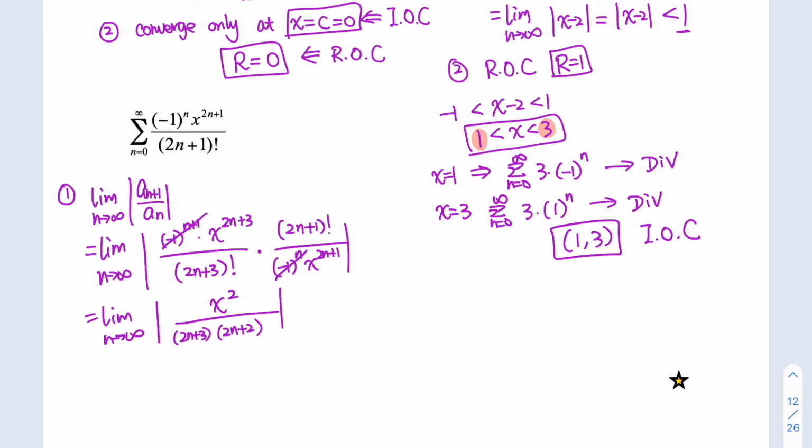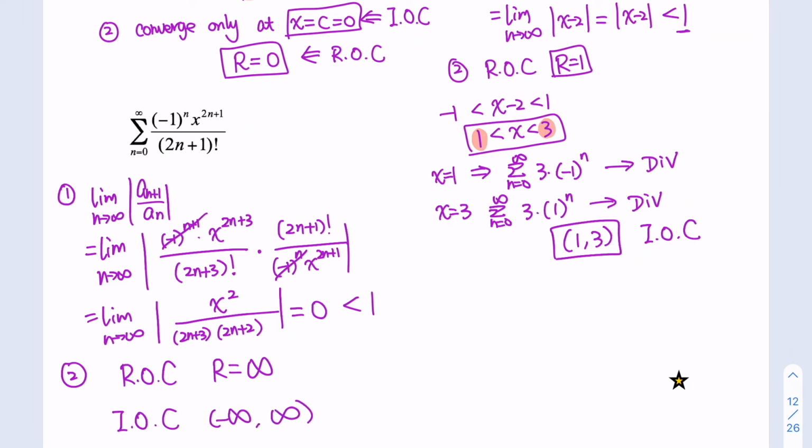As n goes to infinity, this will be 0. And we know 0 is always less than 1. That means this will converge for all the x values. So the radius of convergence will be r equals infinity, and the interval of convergence will be negative infinity to infinity, all values of x.